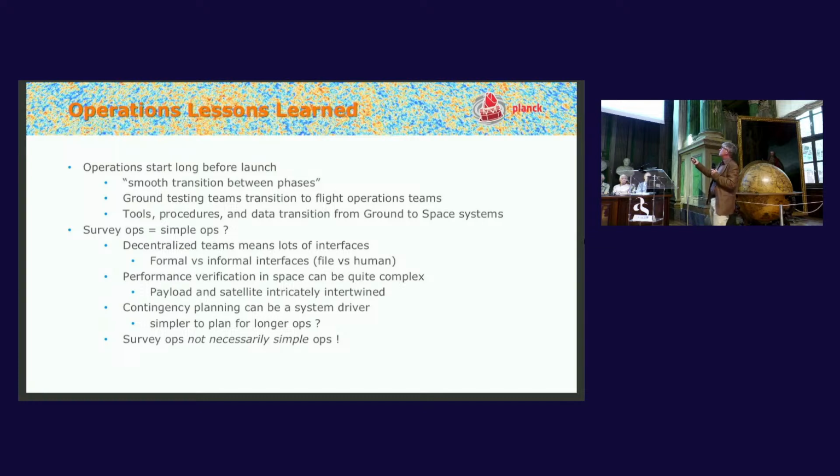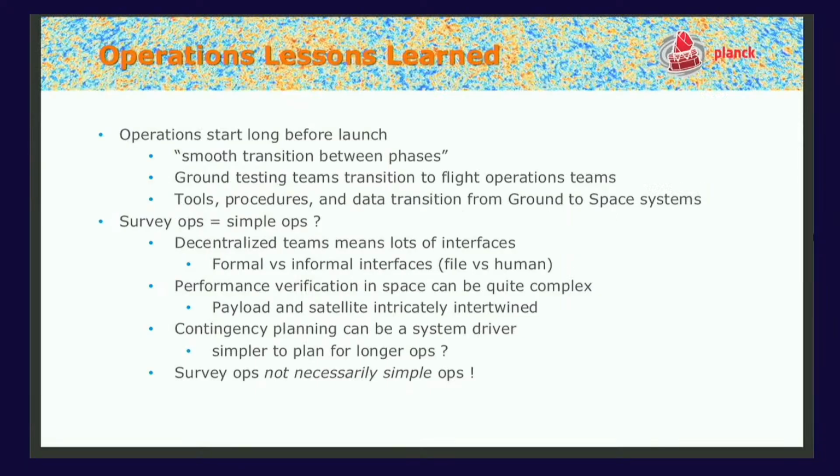And that's important. I think we did relatively well there, but there were a lot of things we could have improved. That was an important lesson learned that we got and that we transmit again. Reno mentioned that survey operations are not necessarily simple. And that's a fallacy that maybe doesn't exist outside ESA.